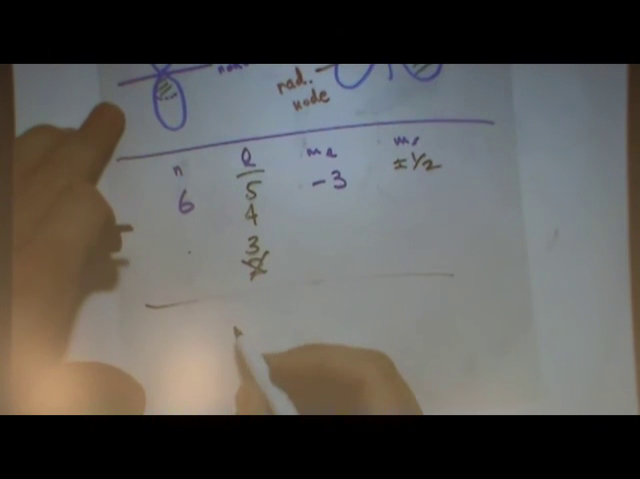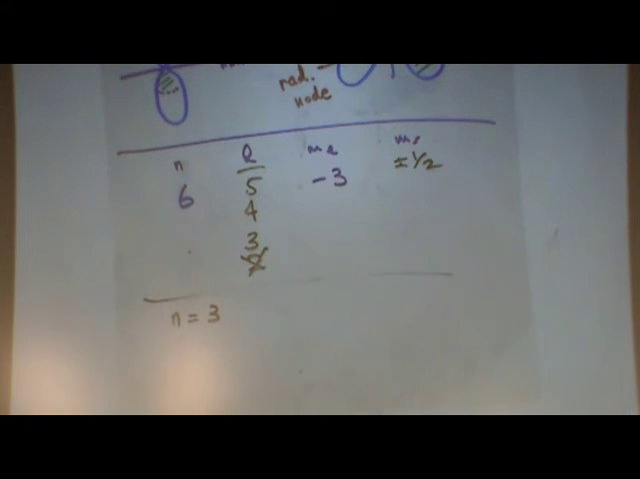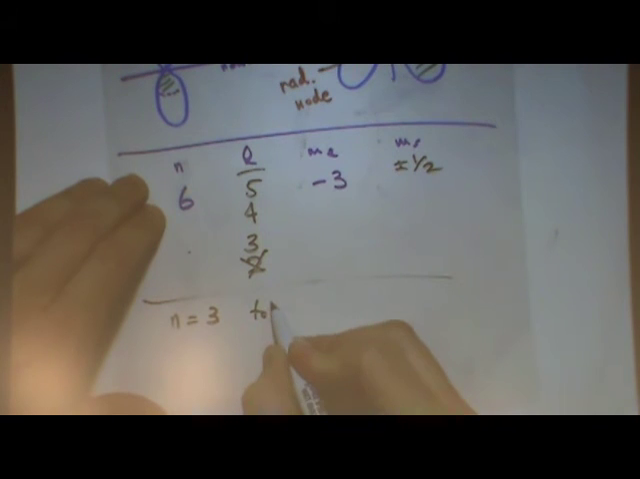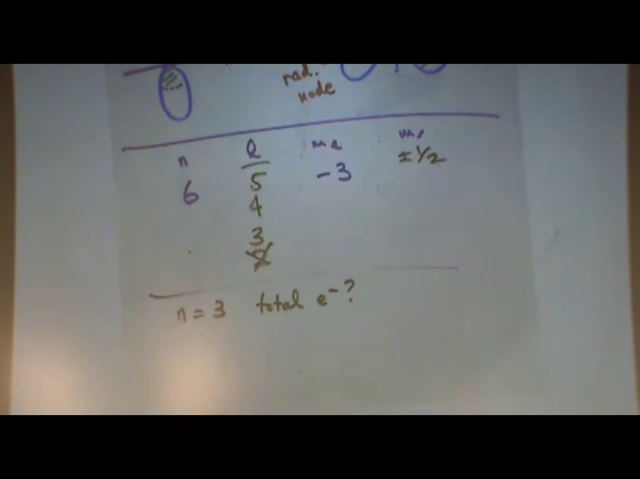The other type of question is, let's say n is 3. Give me all possible, what's the total number of electrons that can be in this orbit? There are a few different ways you could write it, like the total number of spin up electrons or total number of spin down, but let's just do total for this one.